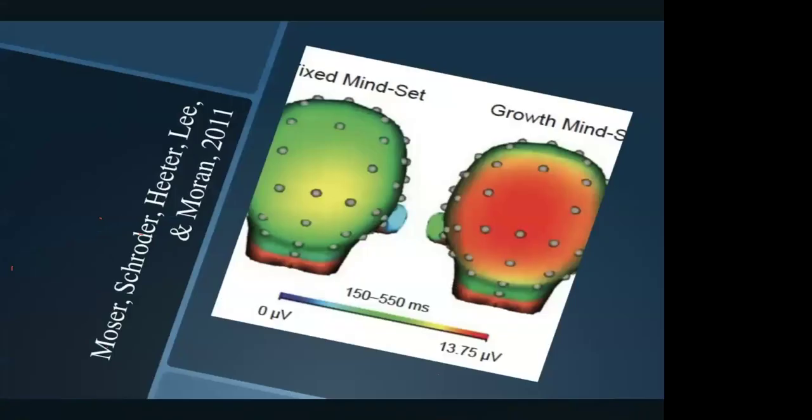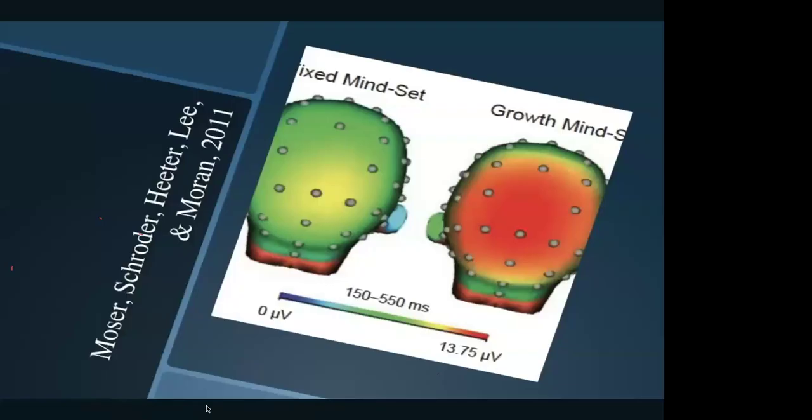Scientists measured the electrical activity from the brain as students confronted an error. On the left, you see the fixed mindset students. There's hardly any activity. They run from the error. They don't engage with it. But on the right, you have the students with the growth mindset, the idea that abilities can be developed. They engage deeply. Their brain is on fire with yet. They process the error. They learn from it, and they correct it.